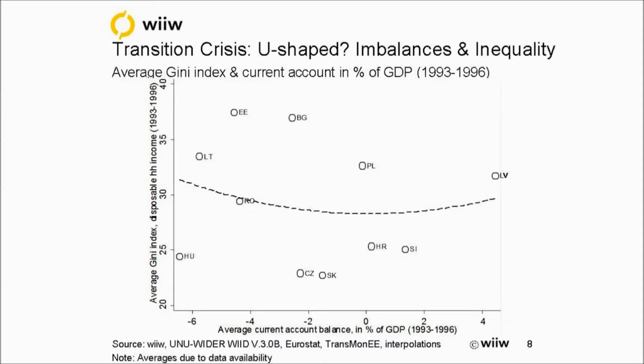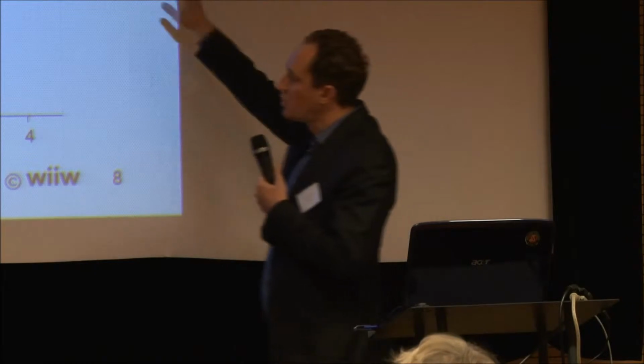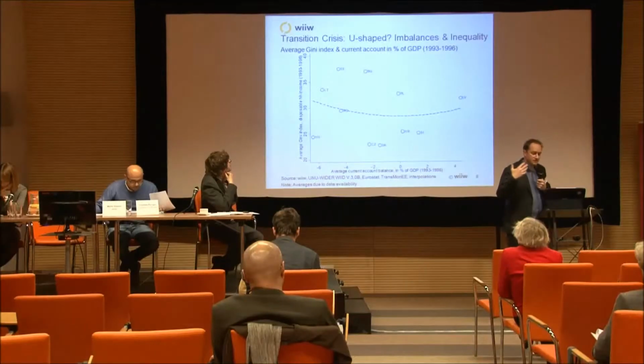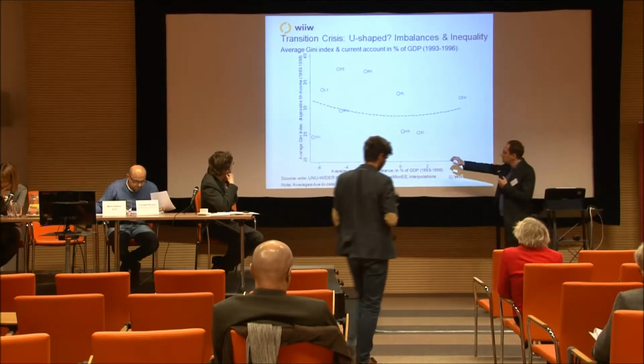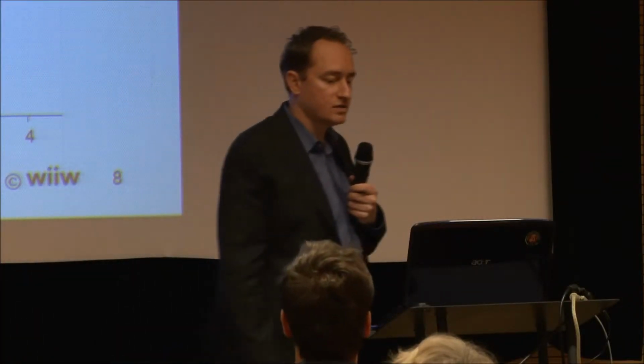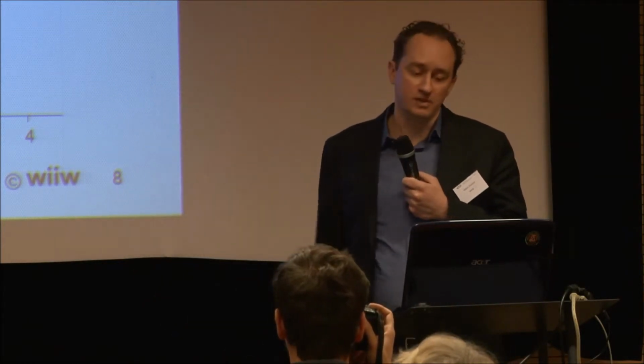How was this reflected in macroeconomic imbalances? We have here now on the horizontal axis the average current account balance. I would say, if anything, one sees something like a U-shaped relationship. Countries with surpluses and countries with huge deficits experienced higher inequality coefficients, while those countries that had a fairly balanced current account, basically the Czech Republic and Slovakia, had lower levels of income inequality.